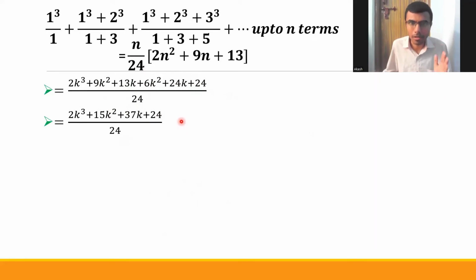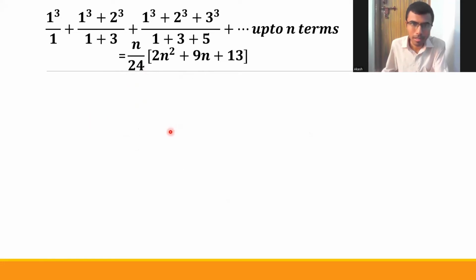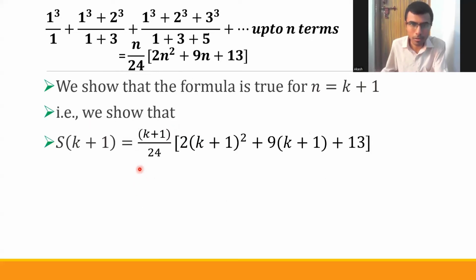Now here there's an important point which you guys need to remember. What was my S of k plus 1 which I had to show? It is k plus 1 by 24 into something in the bracket. That means k plus 1 is a factor. I already know this by seeing that, because I need to prove it like this. I know that k plus 1 is going to be a factor of my S of k plus 1.